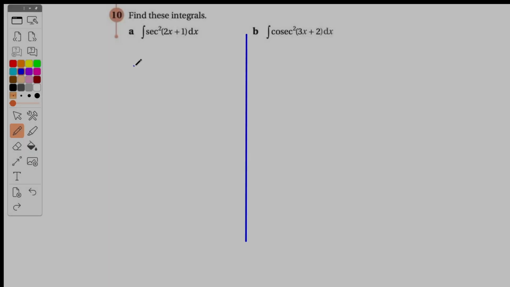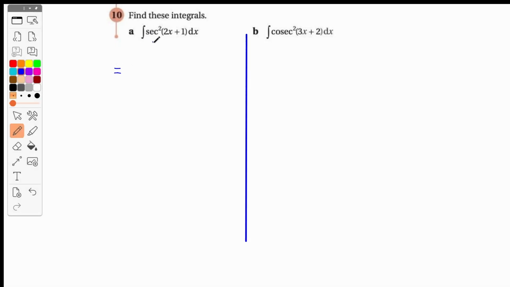Question 10a. Here we need to integrate secant squared of 2x plus 1. I think this one is very close to question number 1. It's easy. You know the integral of secant squared is tan, but you need to divide by this a. So it will be 1 over 2 tan of the quantity 2x plus 1, then plus c.